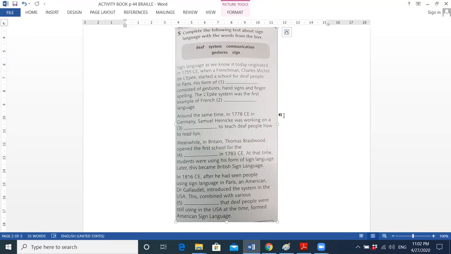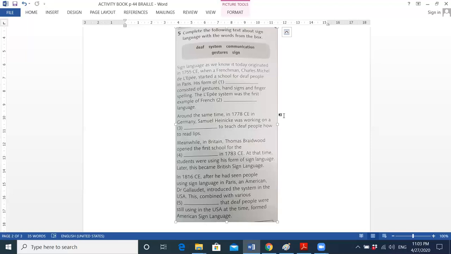Okay, so sign language as we know it today originated in 1755 when a Frenchman, Charles Michel de l'Épée, started a school for deaf people in Paris. His form of blank consisted of gestures, hand signs, and finger spelling. The Épée system was the first example of French blank language. What do you think are 2 words that would fill in the blanks appropriately here? His form of communication. His form of communication consisted of gestures, hand signs, and finger spelling. Number 2, the Épée system was the first example of French sign language.